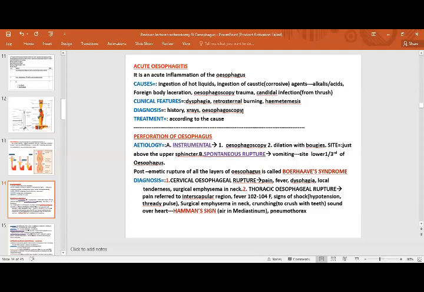That's why I'm stressing that you should know the anatomy of the esophagus. So treatment is according to the cause, whatever the cause, treat according to the cause.